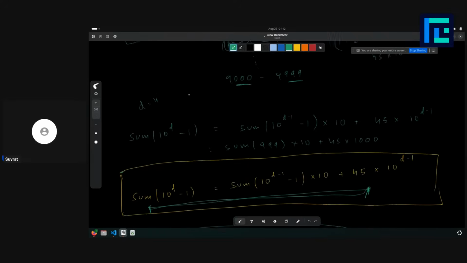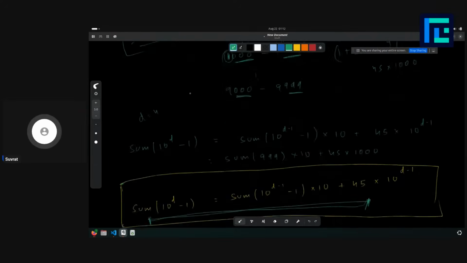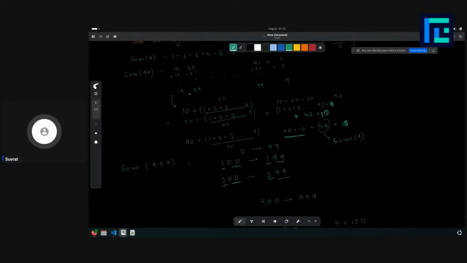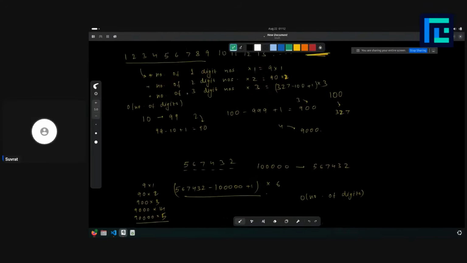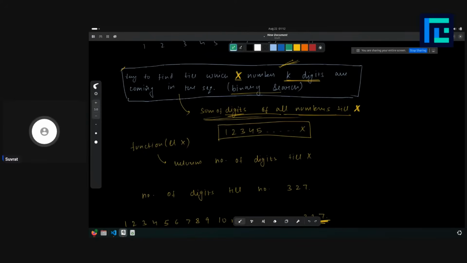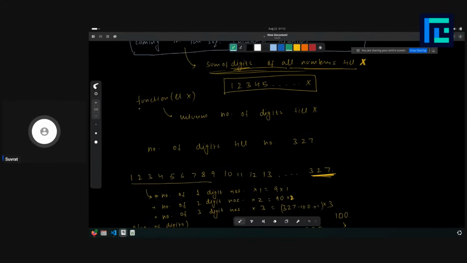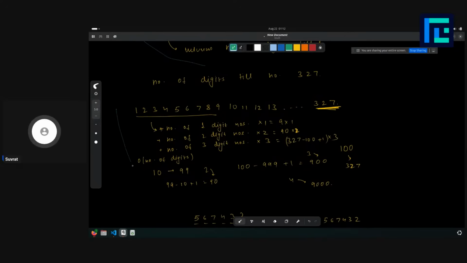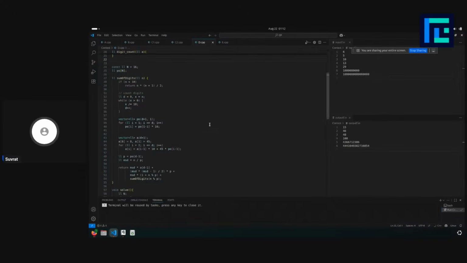And also, to get the x till where we need to find the sum, we can get that x by doing binary search. Basically, we try to find till which x numbers, k digits are coming in the sequence. So we can use binary search for that. So I'll show you guys the code now. And also for binary search, we have written a function that returns the number of digits till x, where we use this algorithm. So let me show you guys the code.